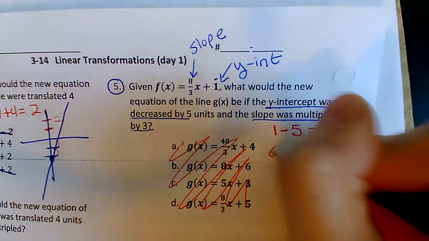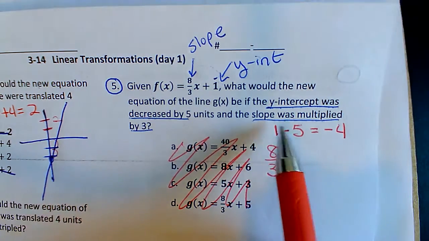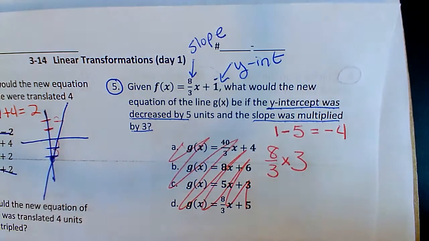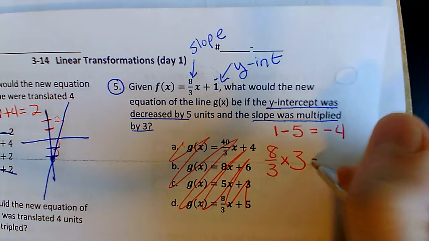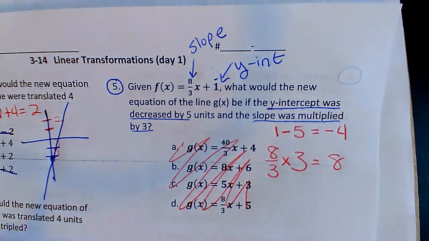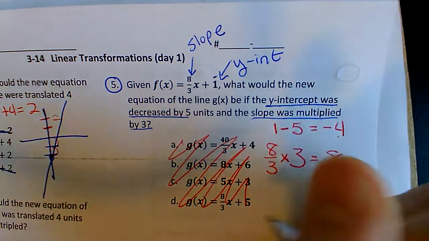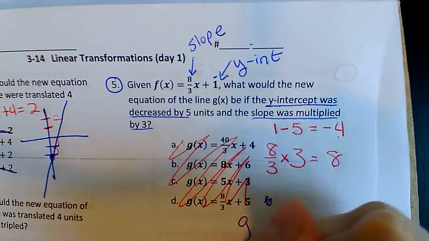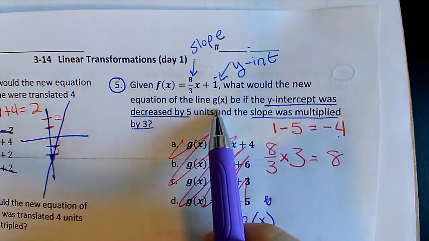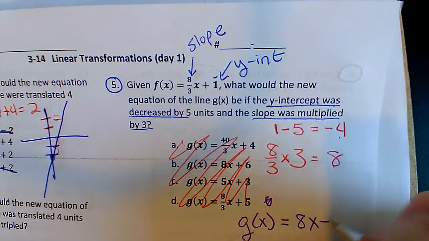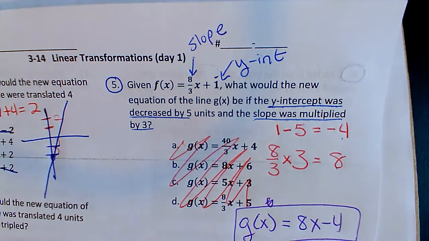Now as far as the slope goes, right now it's 8/3. They told me to take the slope and multiply that by 3. And if you multiply 8/3 times 3, that's just going to give you 8. So the answer for our problem, remember this is the slope and this is the y-intercept, would just be g of x, because that's what they told us to call the new line, is equal to 8x minus 4.